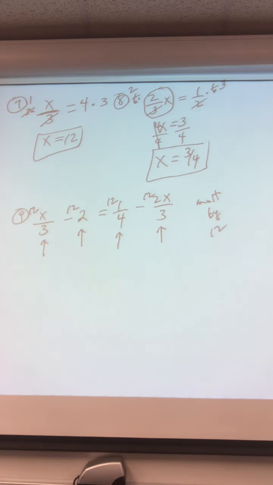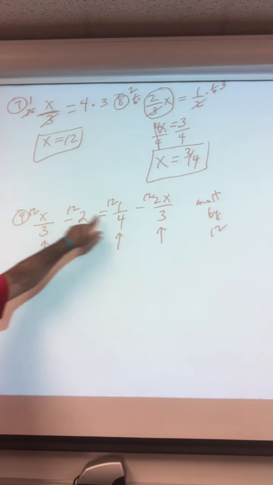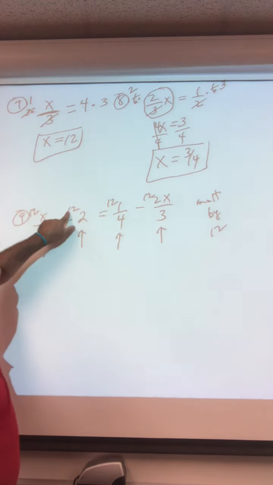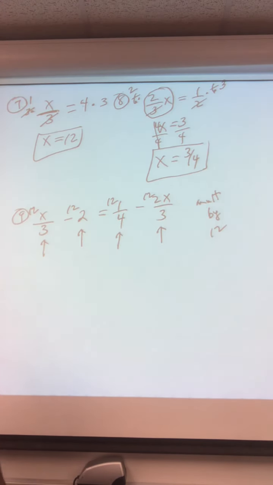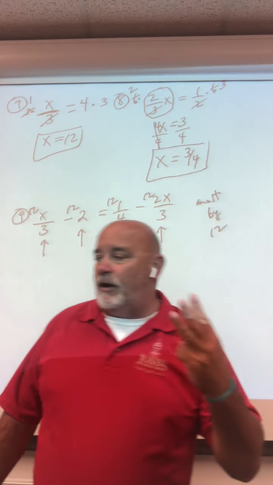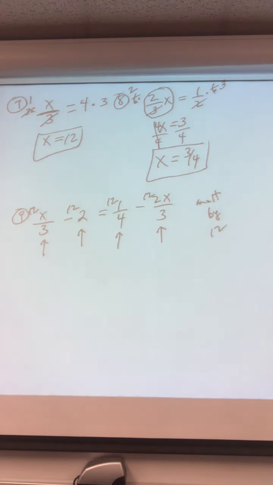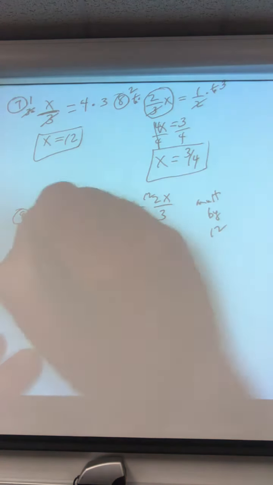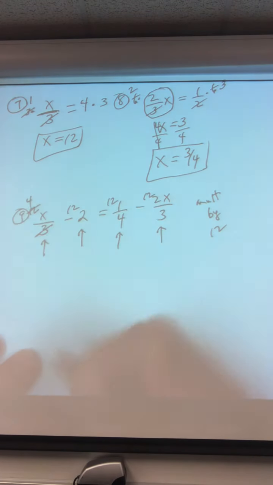Because there's 4 terms. 1, 2, 3, 4. You need to put a 12 by every one of those. It's distributive property. All right. Cross cancel first. So, this 3 cancels with that 12 and leaves 4.